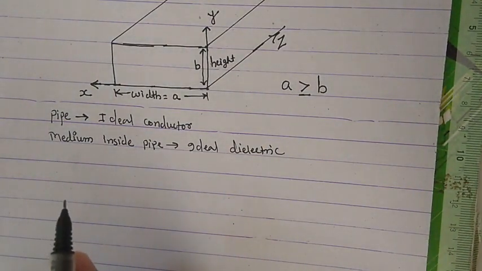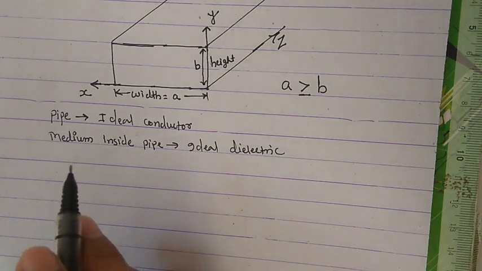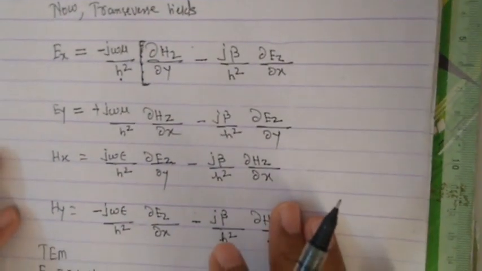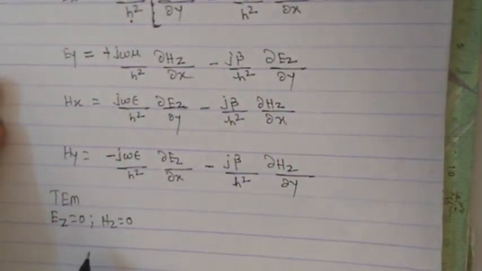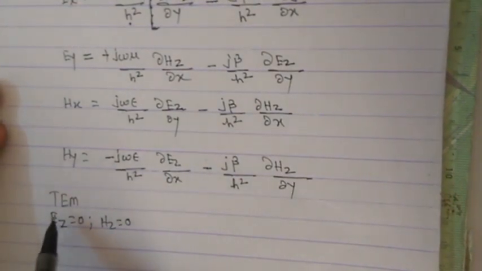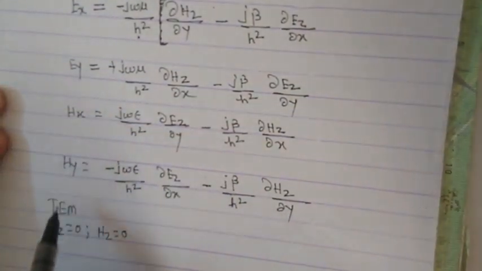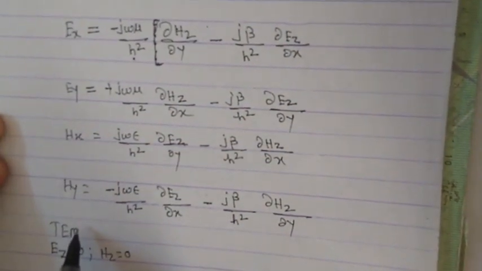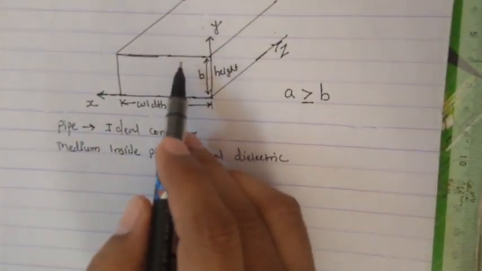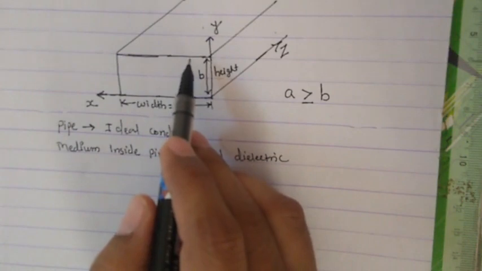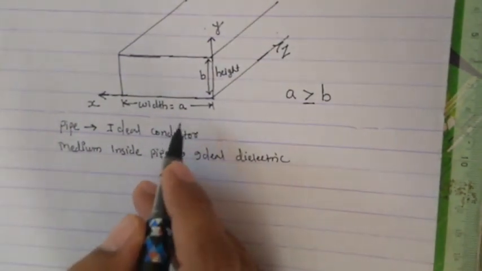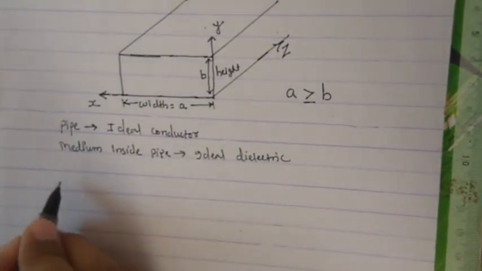Now, to solve this problem, we know that for any bounded structure, TEM mode cannot exist. When we use Ez and Hz equal to 0, that is TEM mode, all four field components will vanish to 0. So that is not going to survive inside any waveguide. Since it is a rectangular waveguide, obviously there is no possibility of TEM mode. So there may be TM or TE mode.